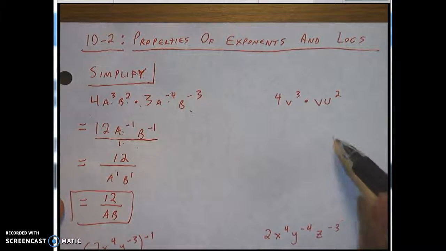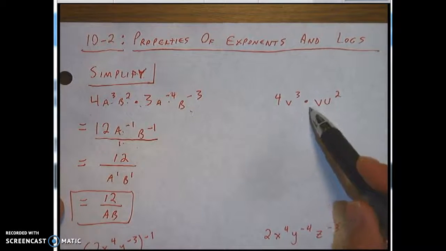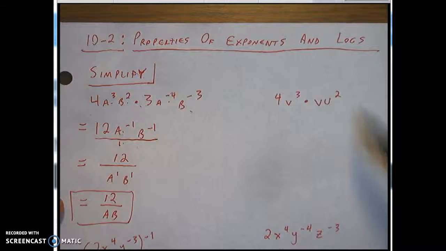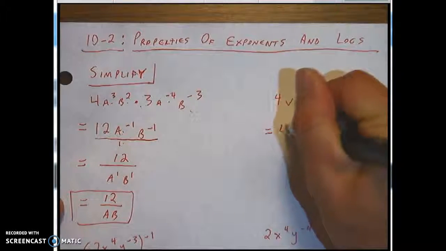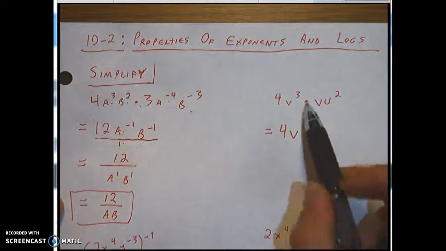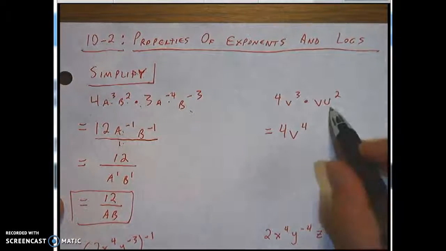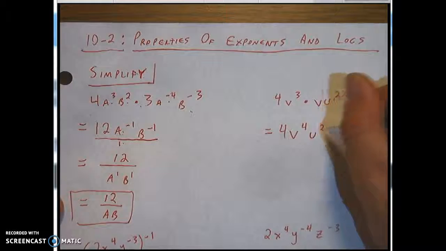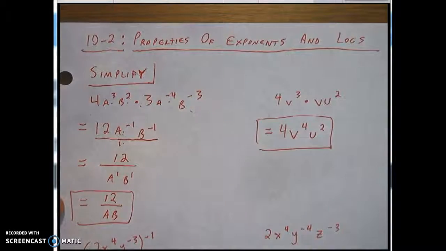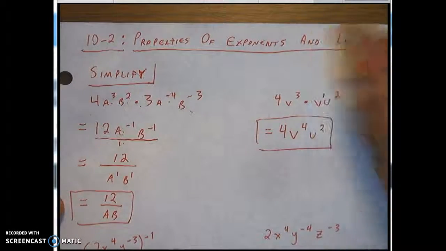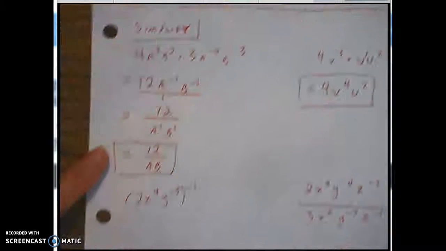Alright, here's another one right here. 4v cubed times v times u squared. So I've got a 4, I've got a v, in fact I've got 3 v's right there and 1 right there, so I've got v to the fourth, and I've just got u squared. So that one was a little bit easier. Again, I just added the exponents. That was a 1 as an exponent right there.